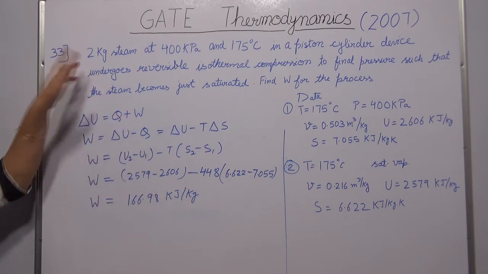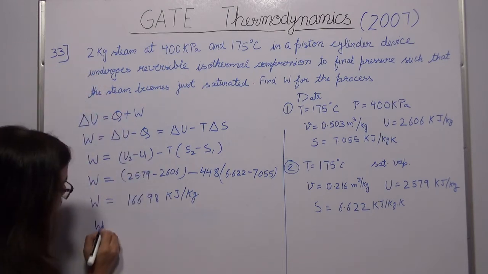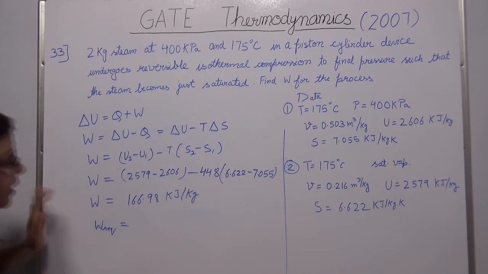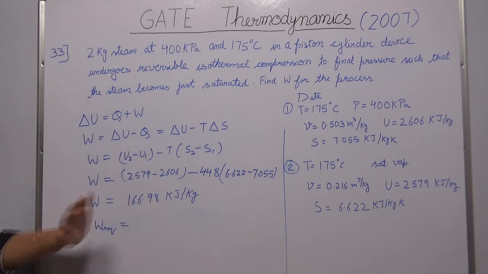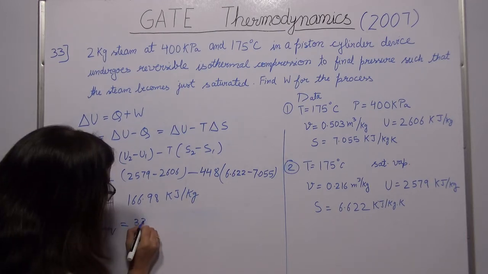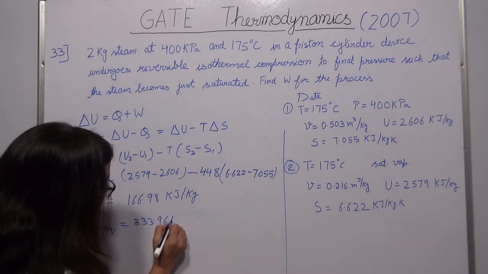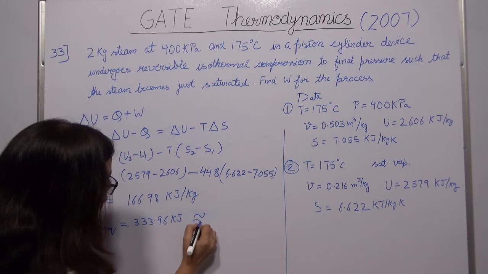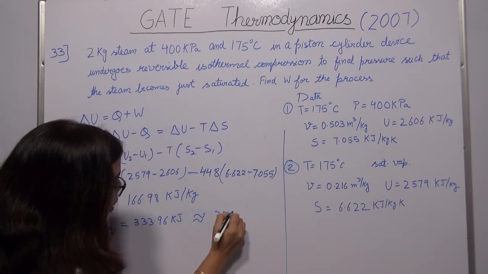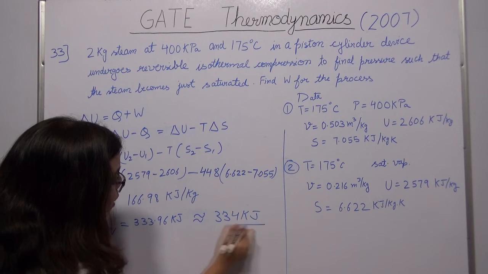Since we are compressing 2 kg of steam, I will find the work required by multiplying this quantity with 2. If I multiply this, I get the answer as 333.96 kilojoules, or I can round it off to 334 kilojoules, which is the required answer.